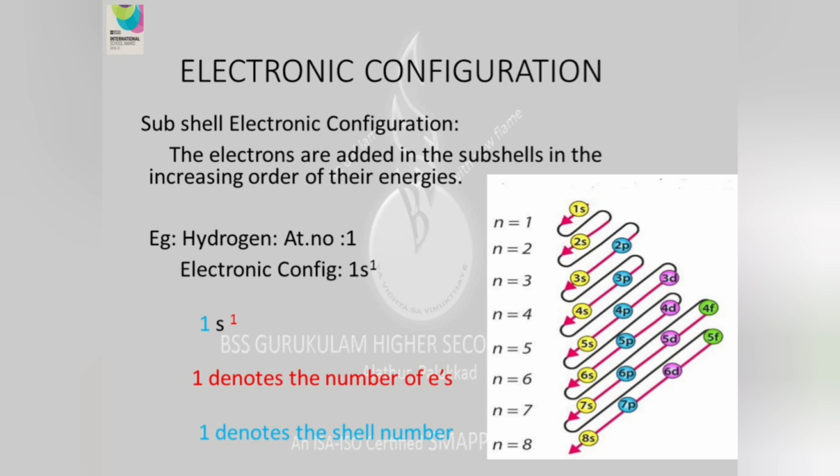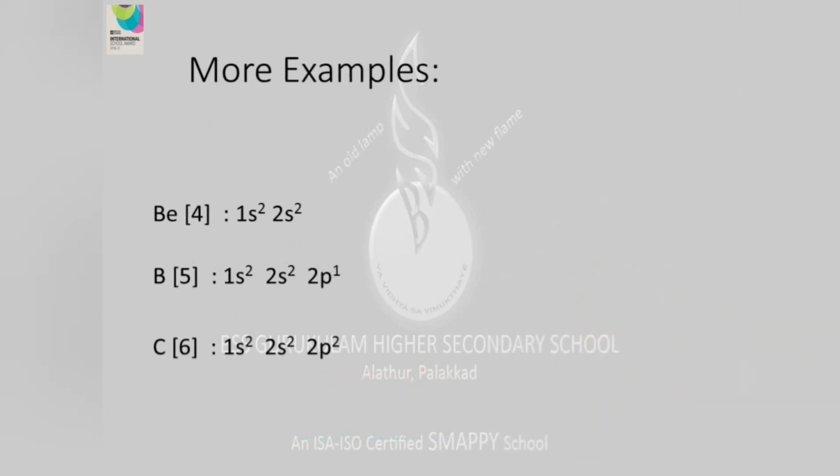So when we are writing the configuration, always remember it should be written in the increasing order of their energy level. Some more examples are given, like beryllium atomic number 4, boron atomic number 5 and carbon atomic number 6. So you can try out some more examples from the periodic table.